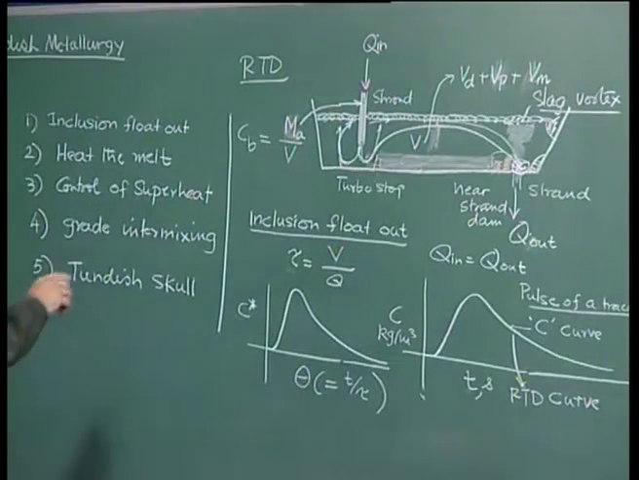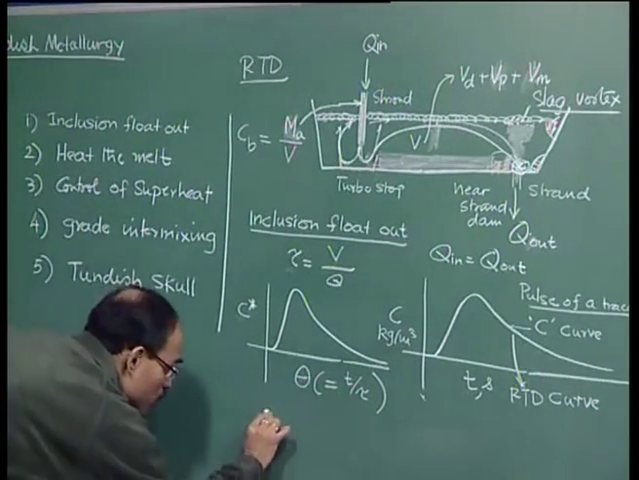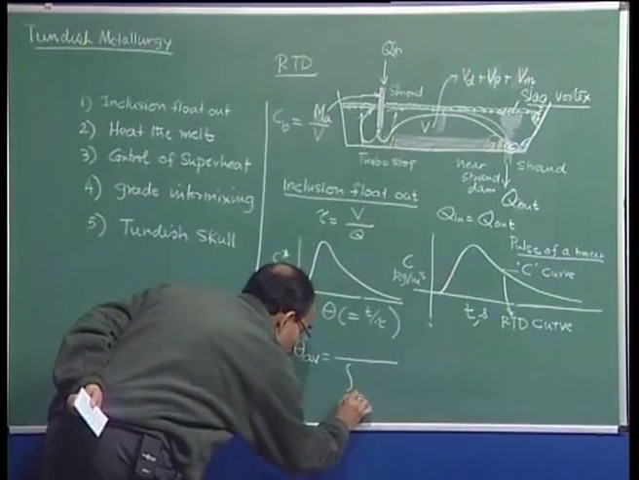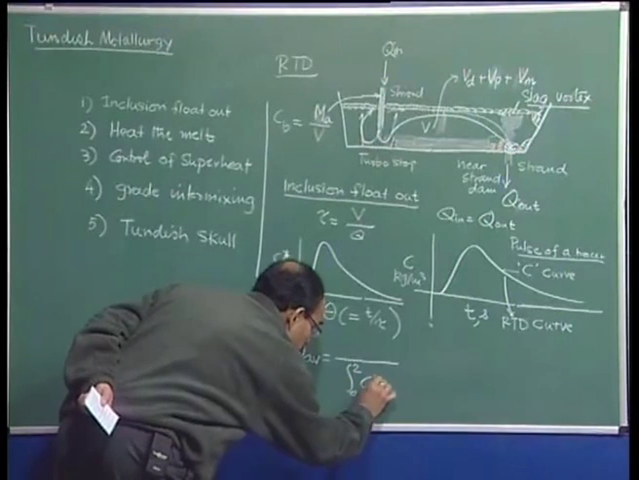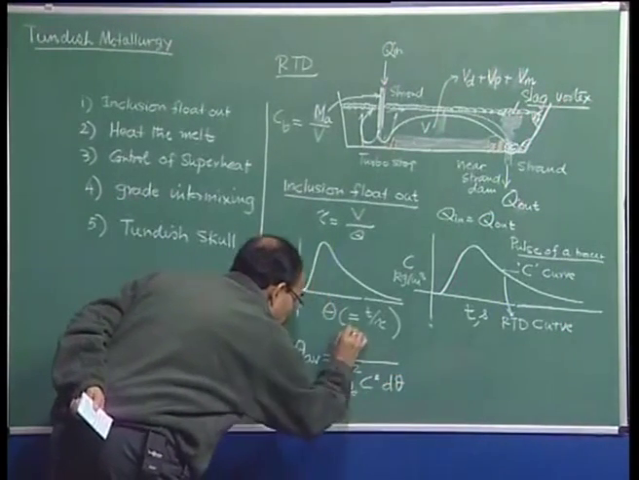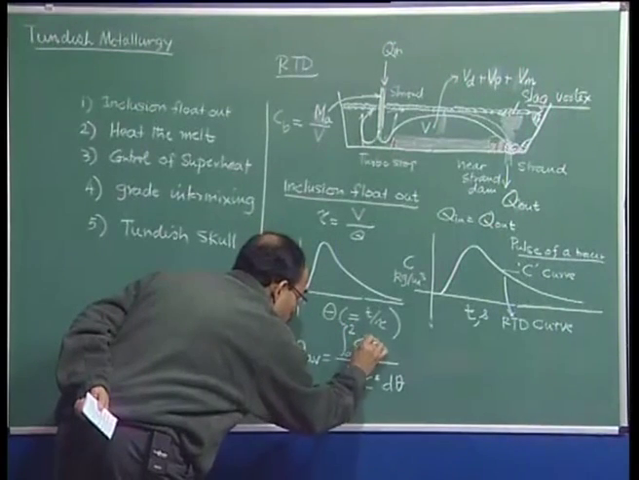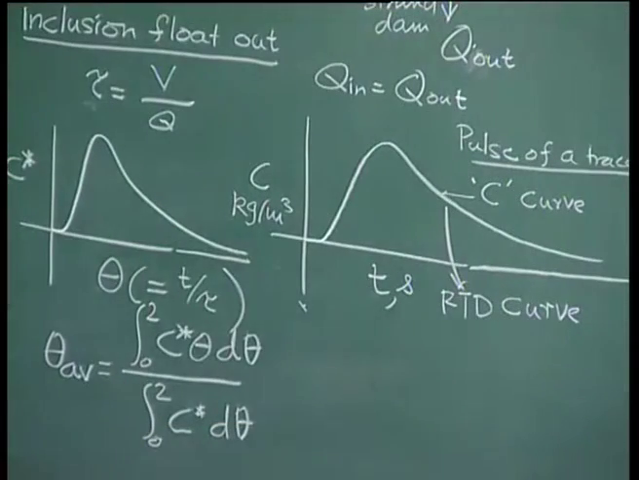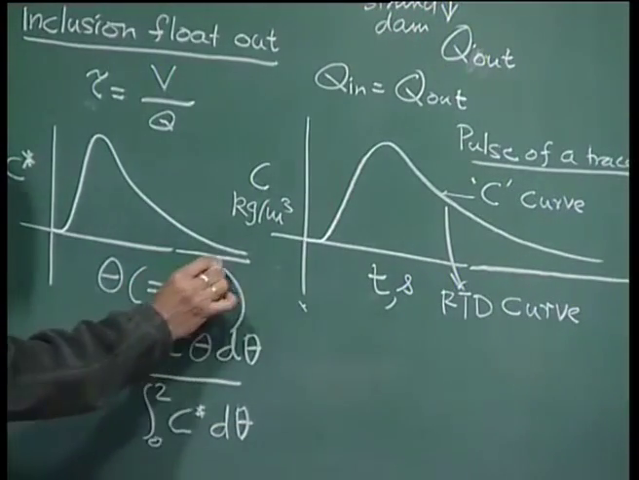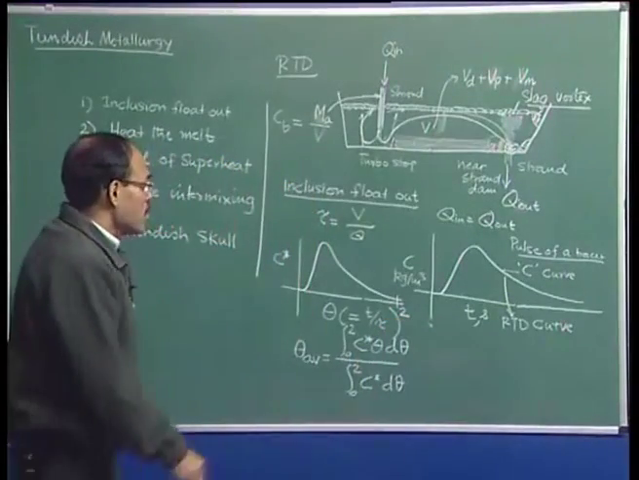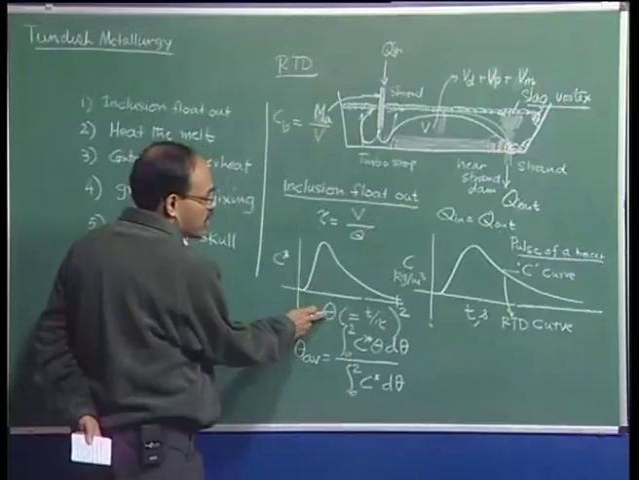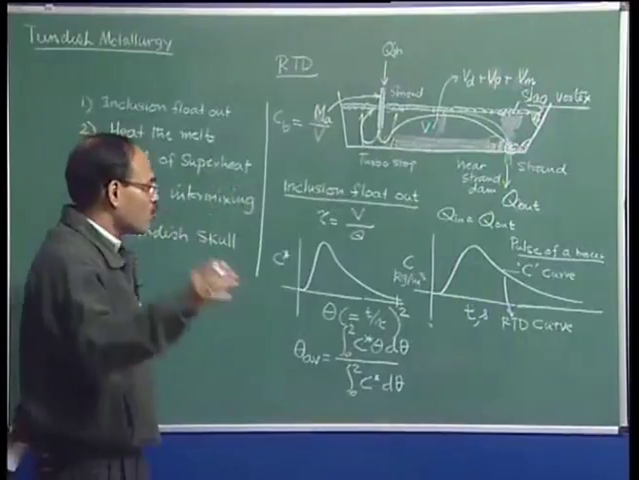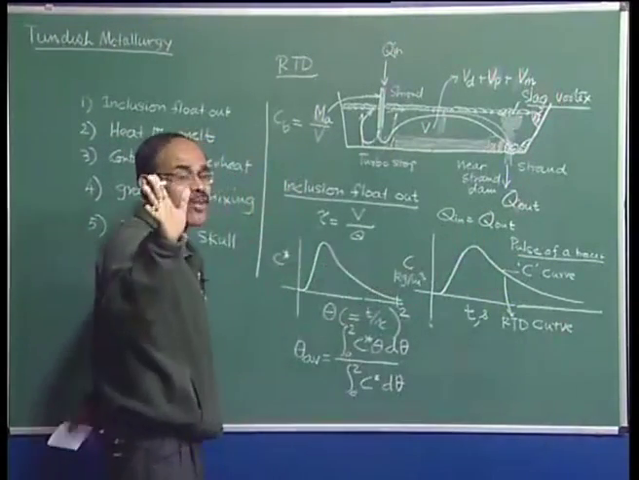And on the basis of this curve, we can define what is known as a mean residence time, theta average, which is the integral from 0 to 2 of C star theta d theta. So, you have to integrate the curve. What does this essentially imply? The limit is 2, because it is believed that beyond non-dimensional time equal to 2, the material does not flow out of the tundish, it takes immensely longer. So, the integration from 2 to infinity really does not matter.